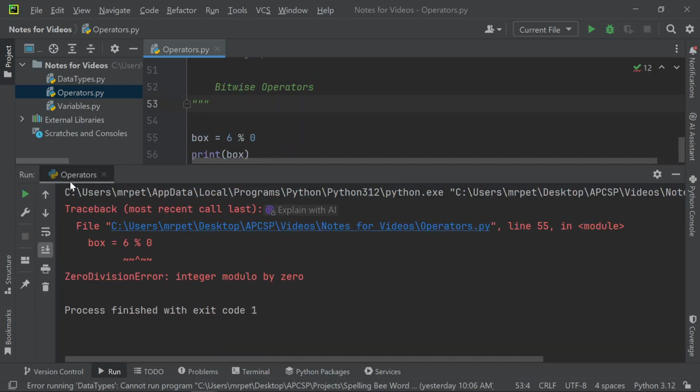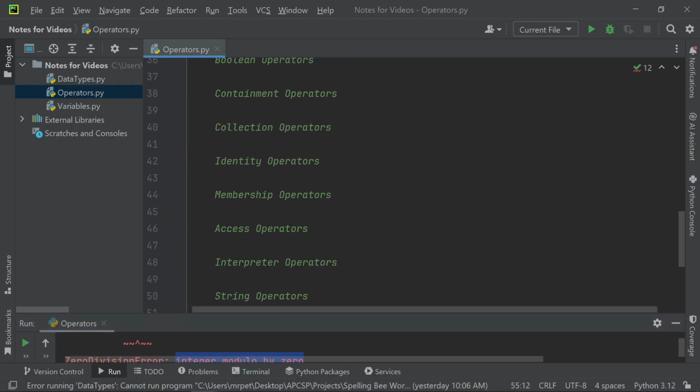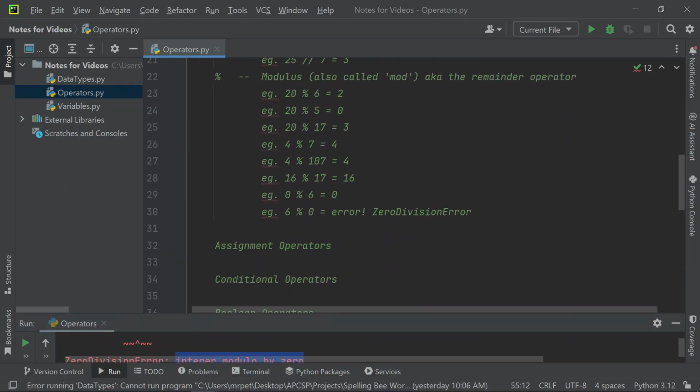And we do get an error. Anytime we see red, that shows up in this run box here. That means that we do have an error, and it is called a zero division error. And it points out we cannot do integer modulo. We're talking about modulus by 0. So, no can do.